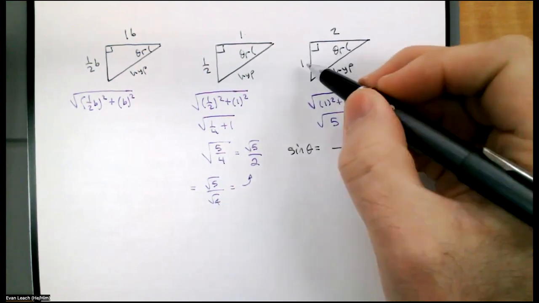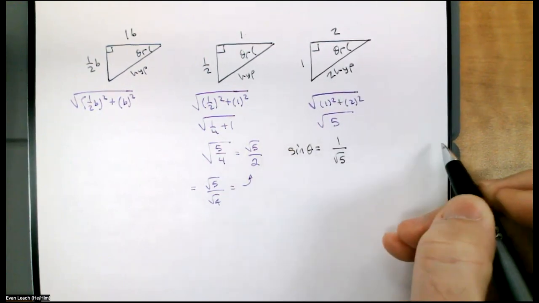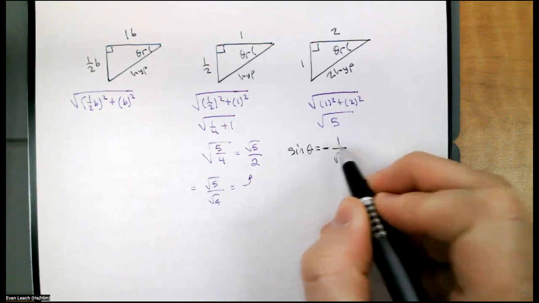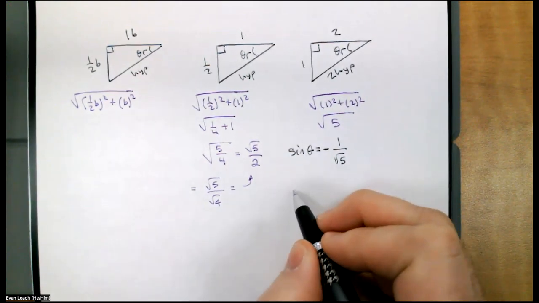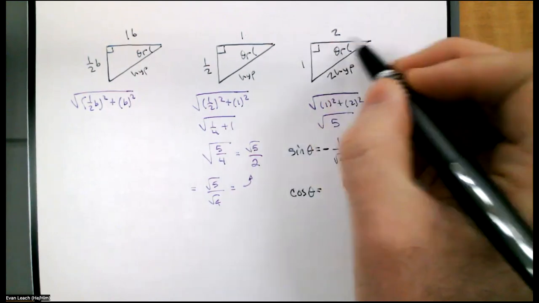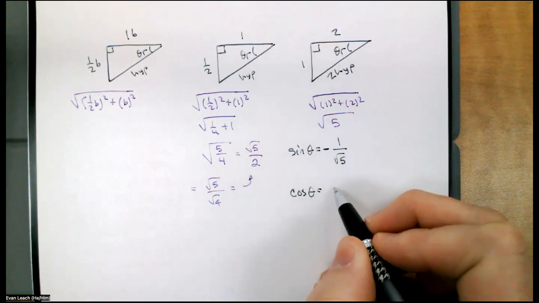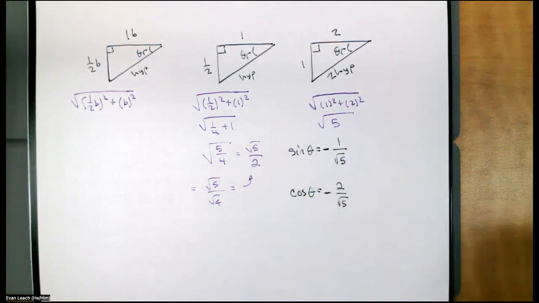So sine theta is going to be opposite over hypotenuse, 1 over root 5. We're in the third quadrant and sine is negative in the third quadrant. Cosine is adjacent over hypotenuse, so 2 over root 5, and cosine is negative in the third quadrant.